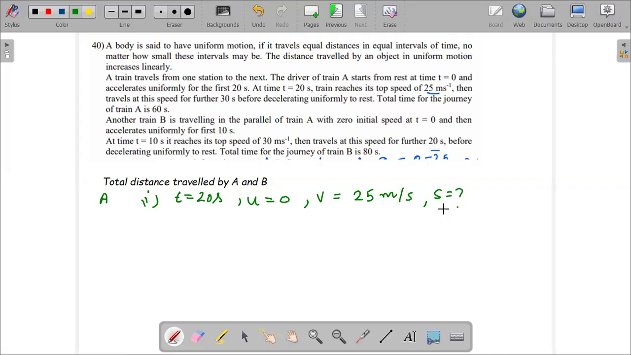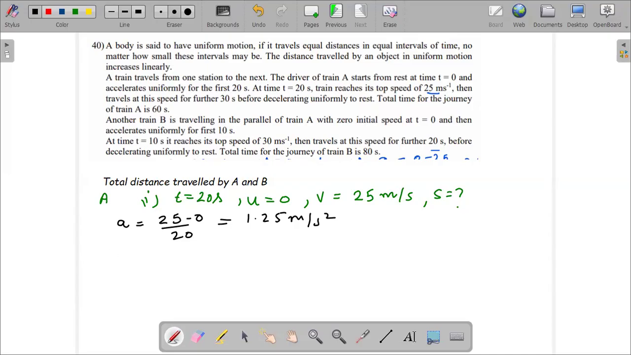Okay. So see, we first find out the acceleration here. The acceleration a is equal to v minus u over t. So it's 25 minus 0 divided by 20. So it's 1.25 meter per second square. That is the acceleration. Now to find out the distance traveled, either we can use the second equation or we can use the third equation of motion.